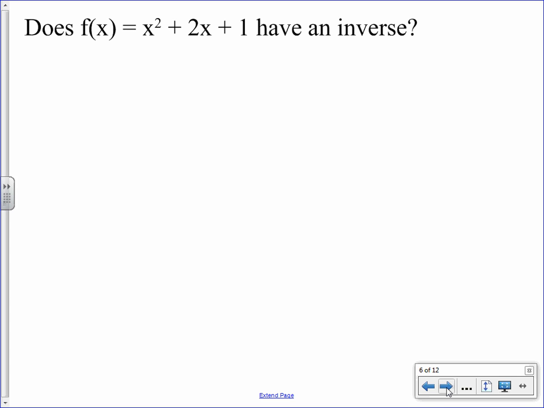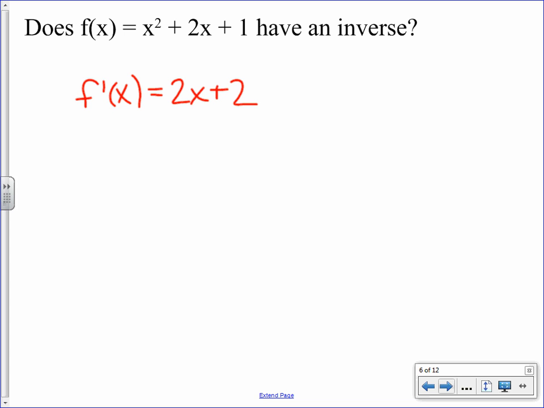We know the answer to this right now. And what's the answer to this? No, because we know it's a parabola. But knowing that this should be no, let's think about it with calculus. What is the derivative of f? 2x plus 2.